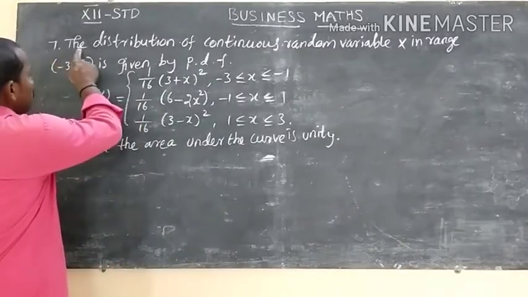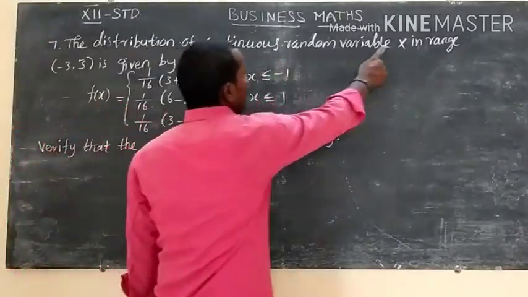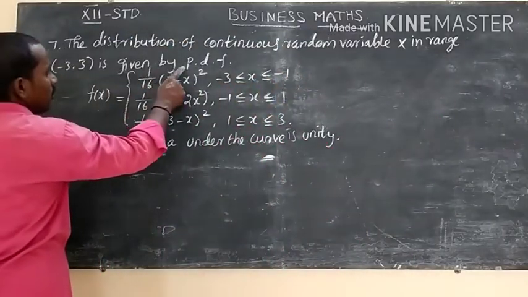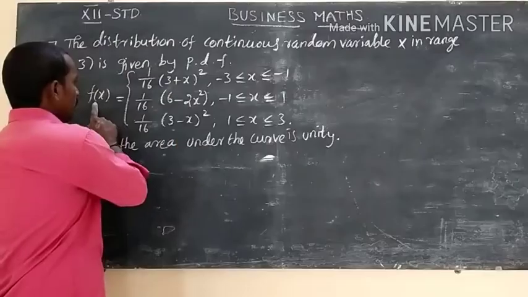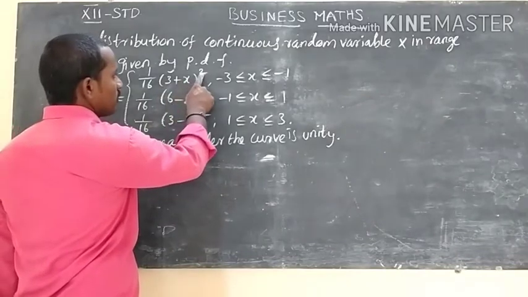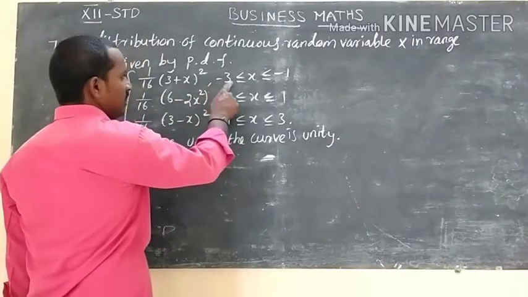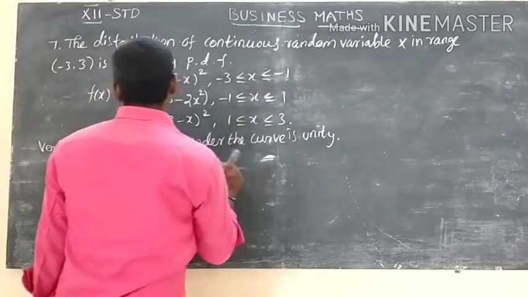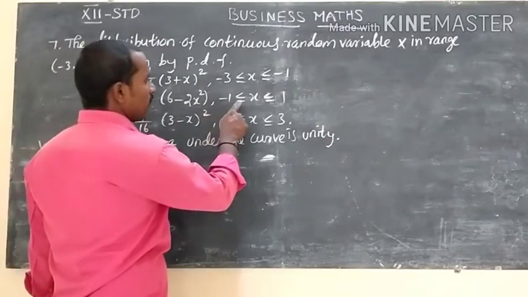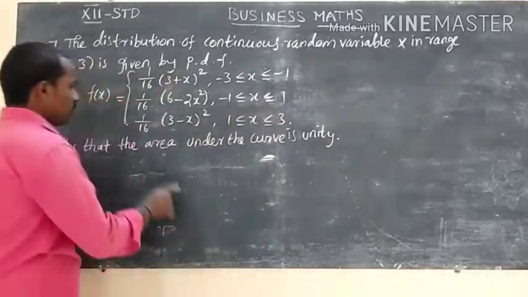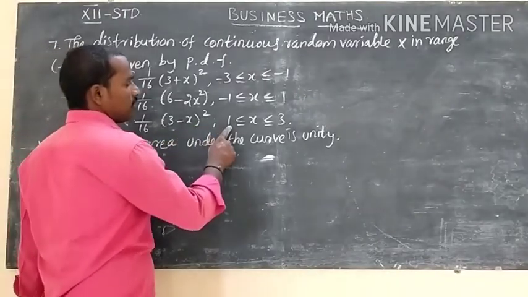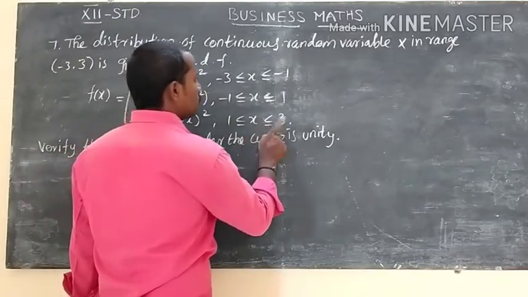Okay, the seventh question. The distribution of continuous random variable x in range minus 3, 3 is given by the probability density function. f of x equal to 1 by 16 into 3 plus x the whole square, in the interval minus 3 less than or equal to x less than or equal to minus 1. Then 1 by 16 into 6 minus 2x square, in the interval minus 1 less than or equal to x less than or equal to 1. Then 1 by 16 into 3 minus x the whole square, in the interval 1 less than or equal to x less than or equal to 3.